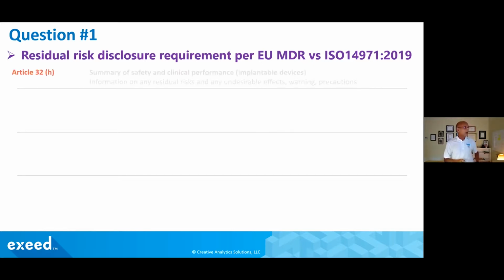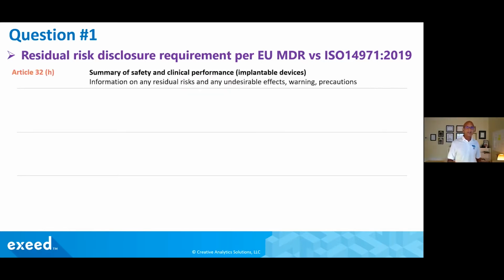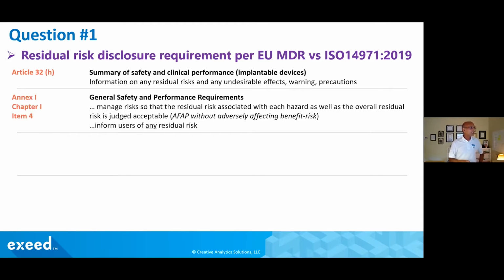So Article 32H, summary of safety and clinical performance for implantable devices. That's one place I discovered. Information on any residual risk and any undesirable effects, warning and precautions. This should be disclosed. Any. Note the keyword any. Okay. Annex 1, Chapter 1, Item 4.